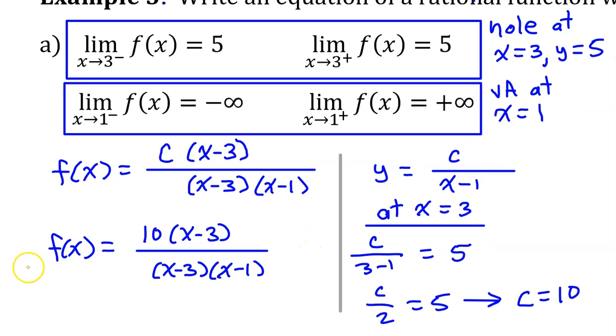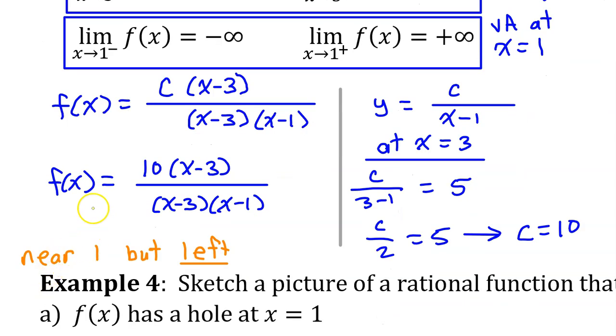I forgot one thing. We need to make sure that specifically the limit as x approaches 1 from the left of f of x is negative infinity, and the limit as x approaches 1 from the right of f of x is positive infinity. First, let's check the limit as x approaches 1 from the left. So near 1 but left. The x minus 3's are going to cancel out, so they will not factor into our analysis right now. 10 is positive at the moment. If we need to change it, we can. So all we need to worry about is the x minus 1.